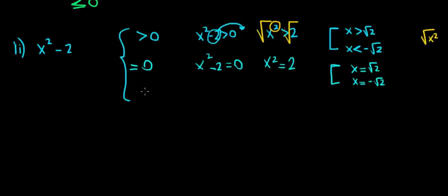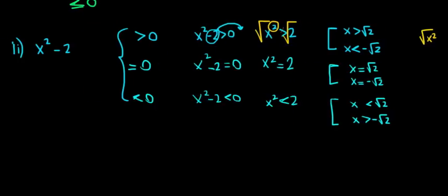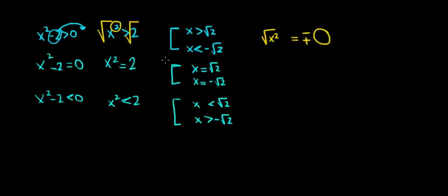And the last range would be, when is this value less than 0? Well, x squared minus 2 is less than 0 when x squared is less than 2. When is that possible? Well, either x is less than the square root of 2 or x is greater than minus the square root of 2. And it's the same logic as before. We have the power of 2, and it means we have to take the square root of both sides. So x is less than the square root of 2.